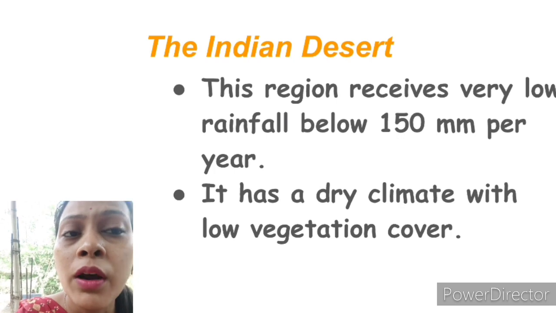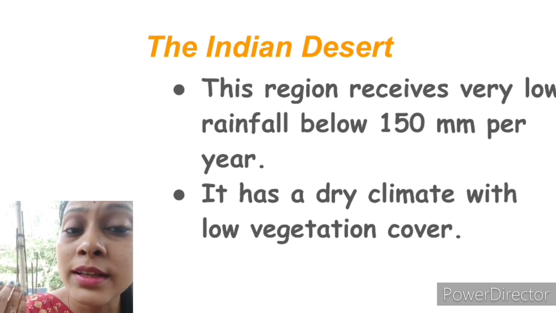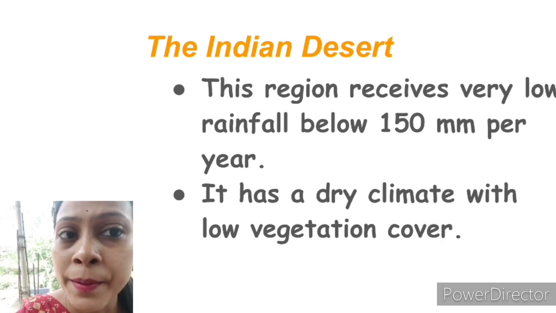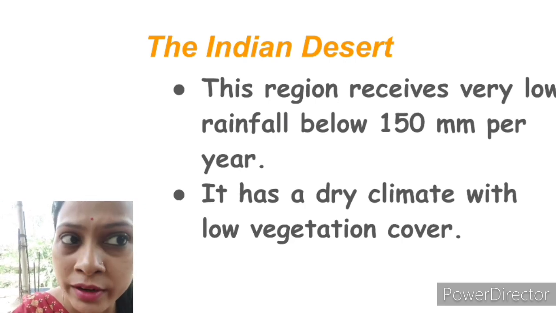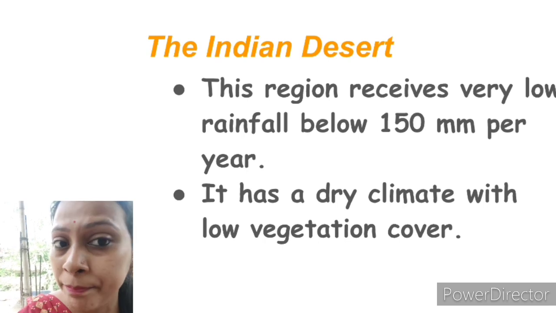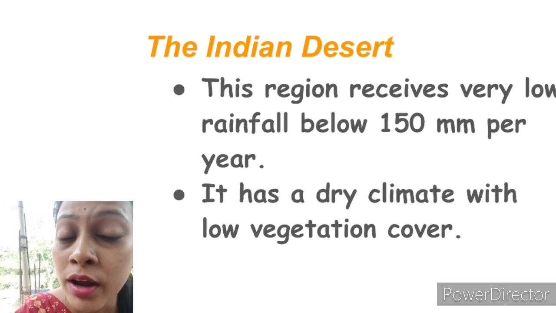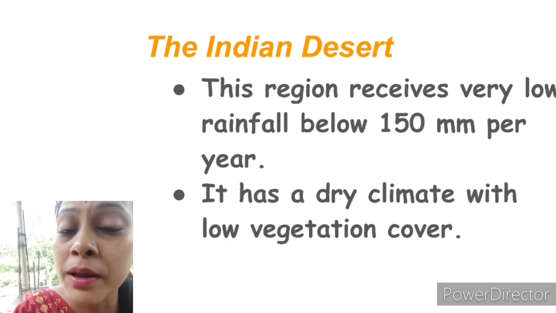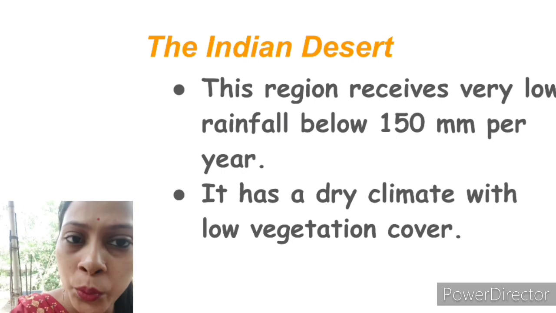Now this region receives very low rainfall because it has less vegetative cover. It's a desert area, and the rainfall received in this region is very low per year, that is 150 mm, not centimeter, it's mm, millimeter. Then it has a dry climate with low vegetation cover. So the climatic condition is very dry, temperature remains high, and vegetation cover is low.